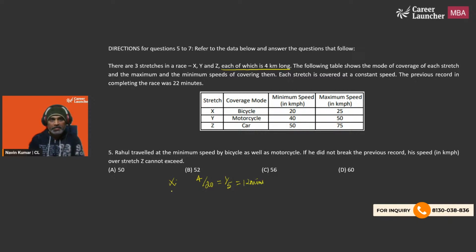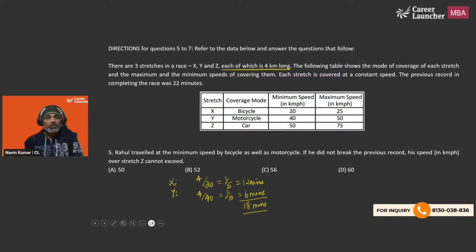Now, if you look at motorcycle, which is stretch Y, that is again 4 kilometers long. His speed is 40 kilometers per hour. So he's going to take 1/10 of an hour, which is going to give us 6 minutes. So this is going to be 18 minutes. Now, the record is 22 minutes. So if he did not break the previous record, his speed on the stretch cannot exceed. He has to cover the next 4 kilometers, and the time that he has is only 4 minutes now, right?